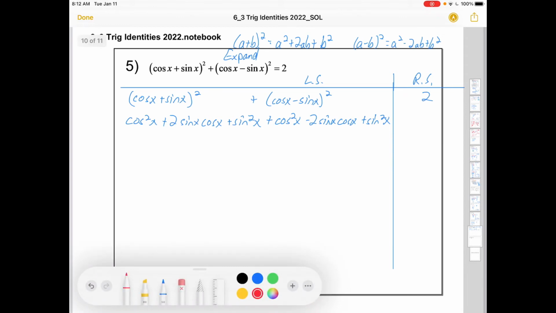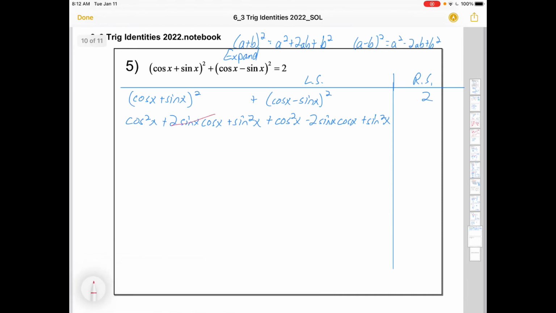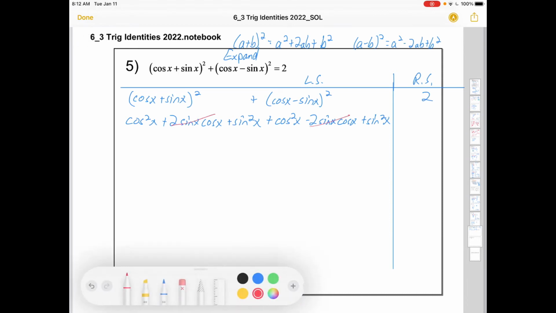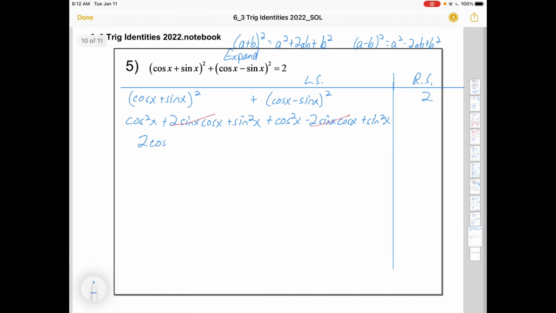And one thing we notice here is that 2 sine x cos x and minus 2 sine x cos x, they add to 0. So let's just collect our like terms. We have 2 cos squared x plus 2 sine squared x. Okay, like terms. And you probably have an inkling that this just makes 2. A proof, though, is telling the story of why it's true.